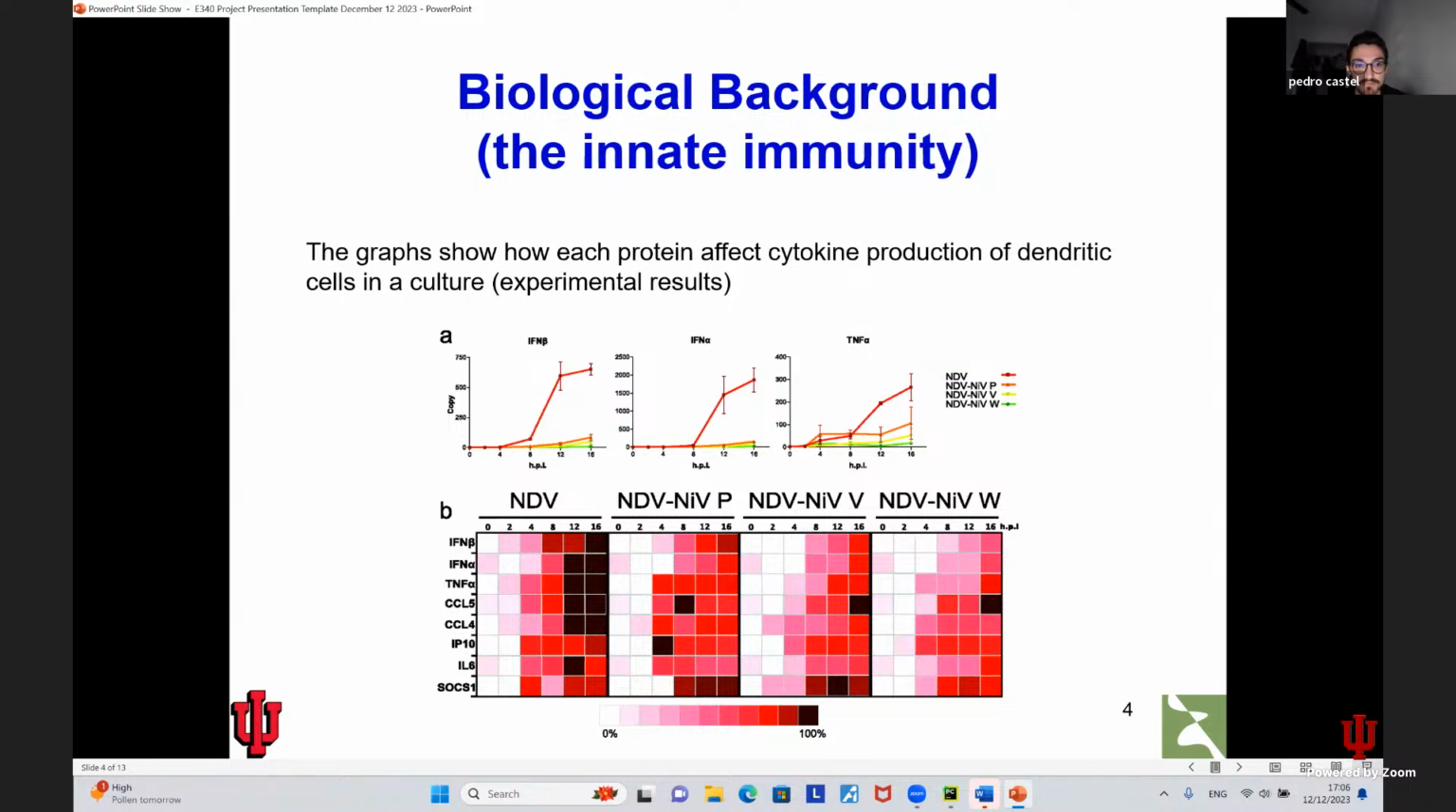of dendritic cell cultures. What they found is that P, V, and W proteins have the ability to suppress innate immunity in the following order. W is the strongest one, V is the mild one, and P is the weakest one. So as you can see in the levels of interferon beta, interferon alpha, and TNF alpha, these are all cytokines. The red is the dummy virus without V, P, or W. And as you add each of the proteins, either P or V or W, you get diminished responses.